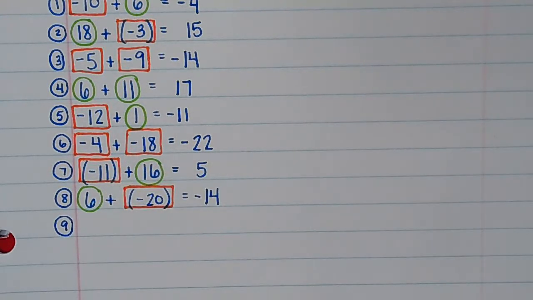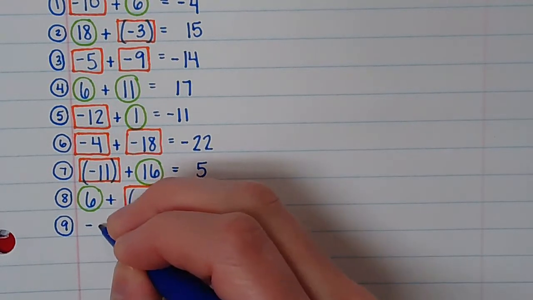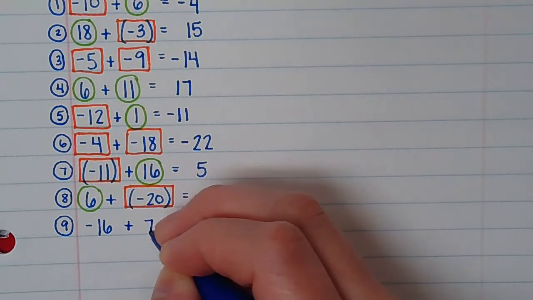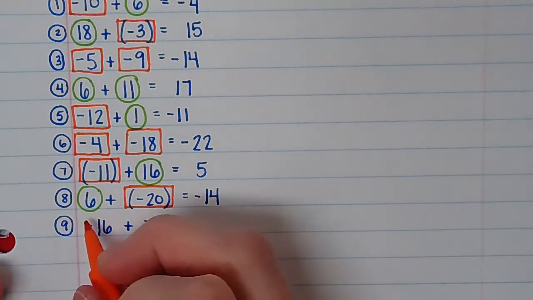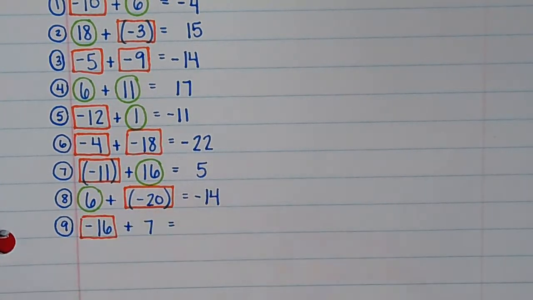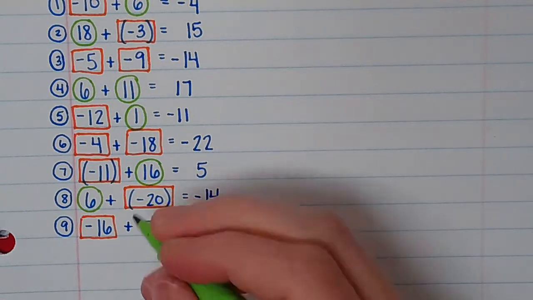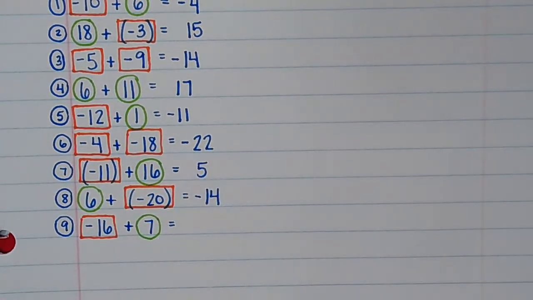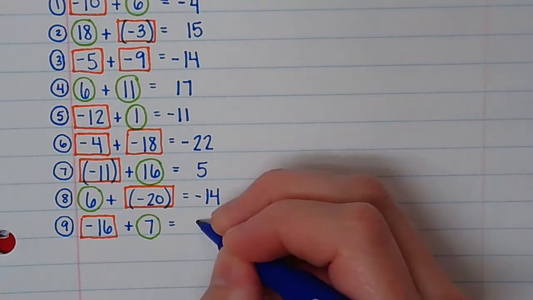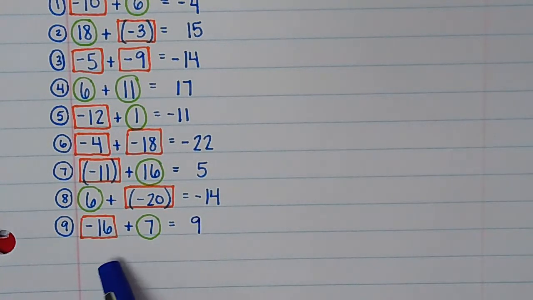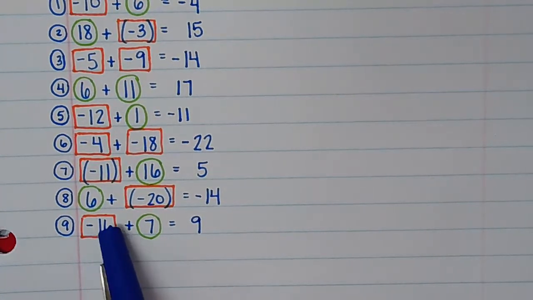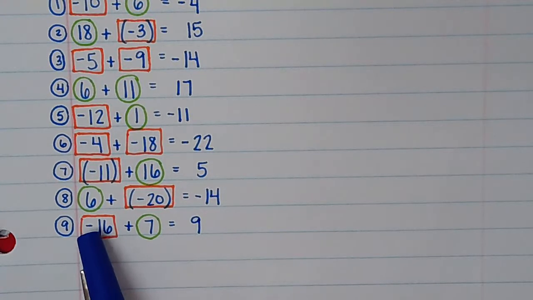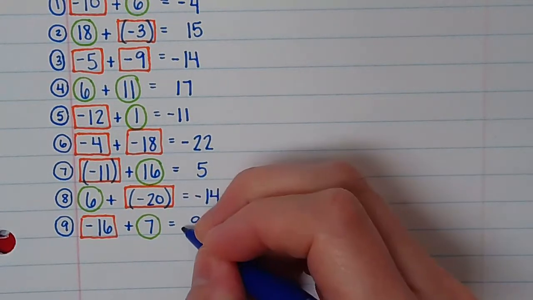Okay, one more after this. -16 plus 7. We've got a negative, but then we've got a positive. So if my signs are different, I have to subtract. So 16 minus 7 is going to leave me with 9. Once again, here I've got 16 chips, here I've got 7 chips. So 16 is a bigger number because it's got more chips. 16 is negative, so then I need to carry that negative over here with my answer.